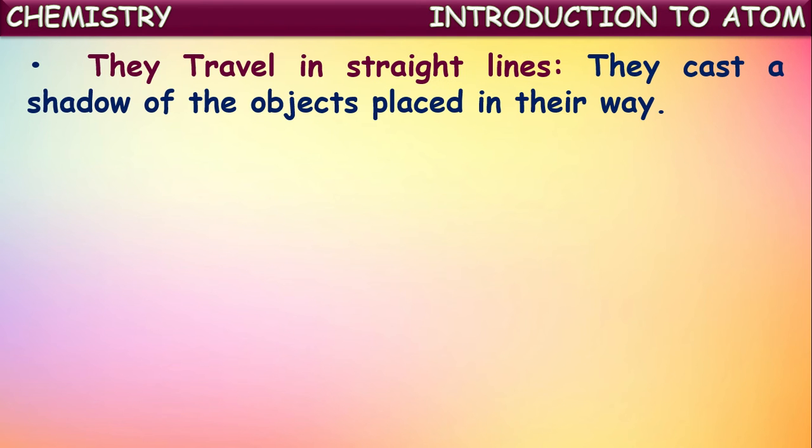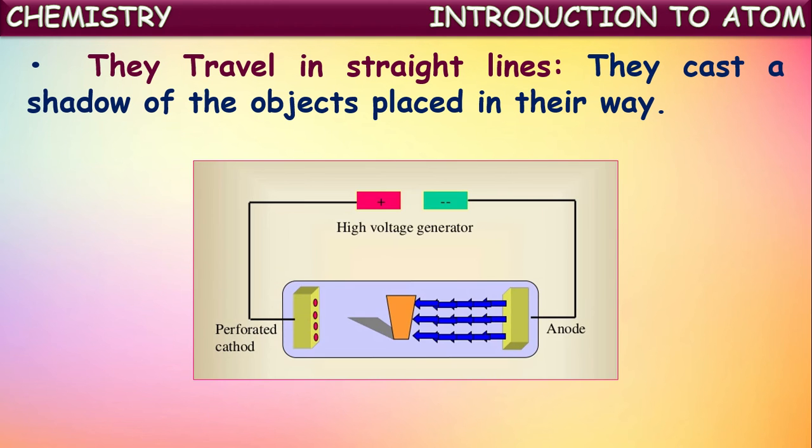Another property is they travel in straight lines. We have seen this property for cathode rays also. How is it proved? They cast a shadow of the object placed in their path. If an object is placed in the path of these anode rays, a shadow is created. If the object is moved up and down, the shadow also moves parallel to that object. This proves that these anode rays move in straight lines, just like the cathode rays.